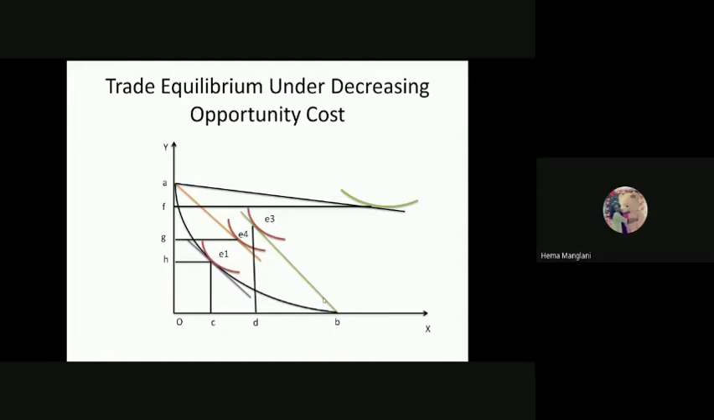Okay, to understand this, we'll go with this case. Here we have only one country's analysis.